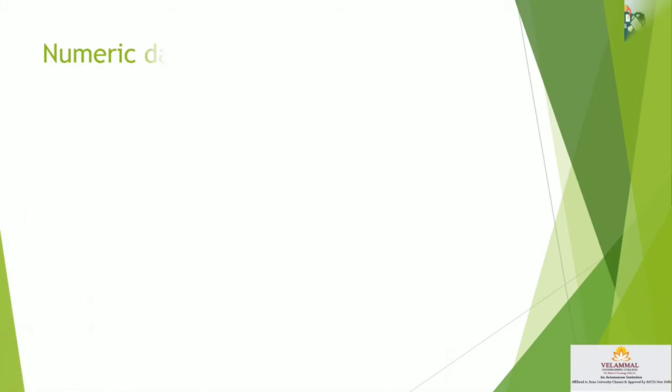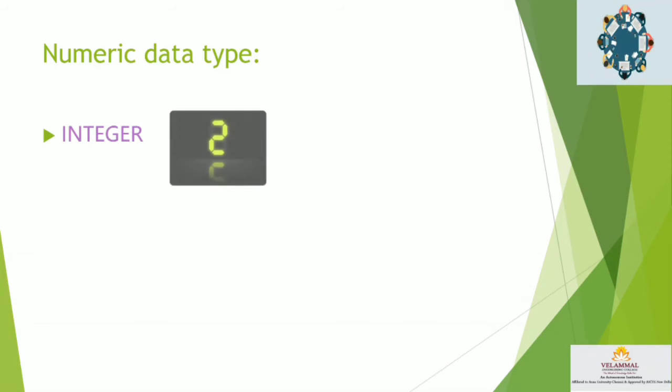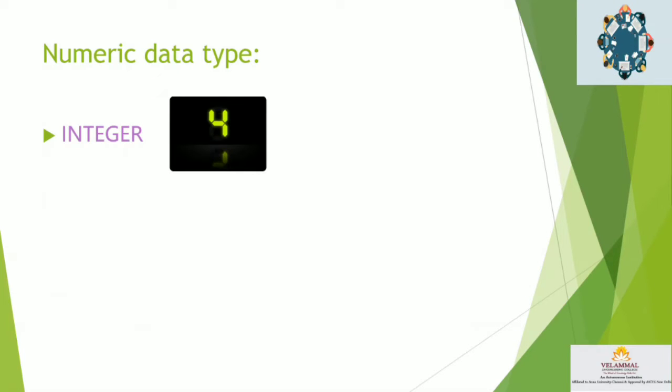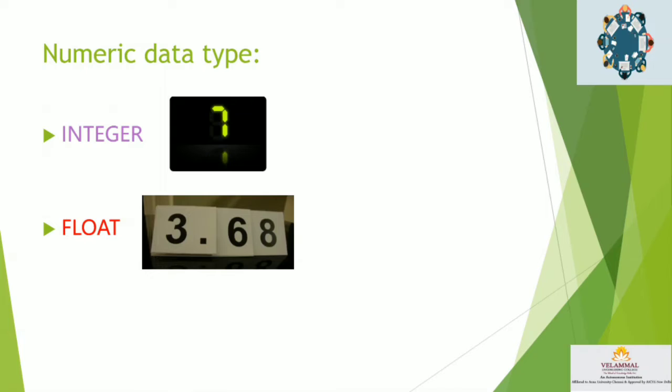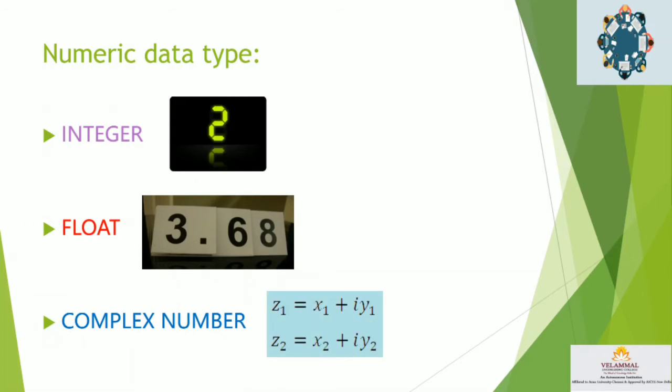First one, the numeric data type. Under this, the first one is integer. As you can see, the numbers 7, 8, 9, 0, 1, etc. represent the integer. That is, all whole numbers are considered as integers. This includes the positive numbers and the negative numbers, including 0. The floating point is represented by a decimal symbol, that is 3.68. It's a decimal number. The third one is complex number.